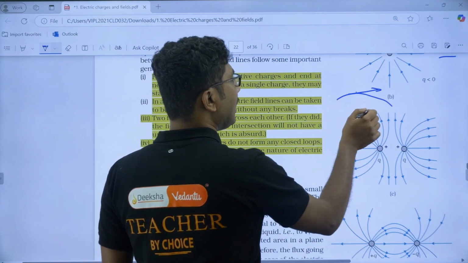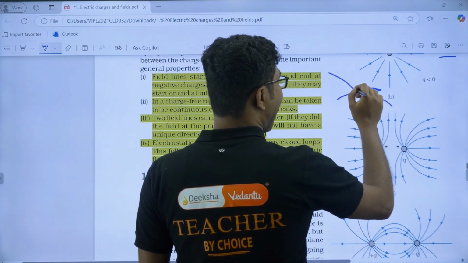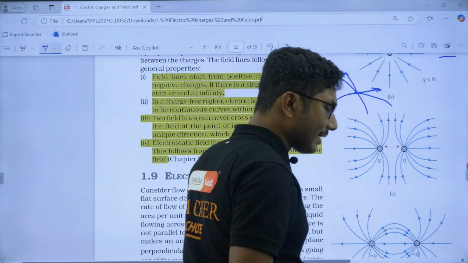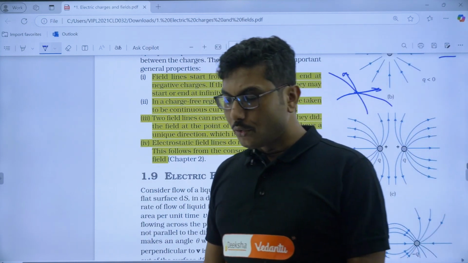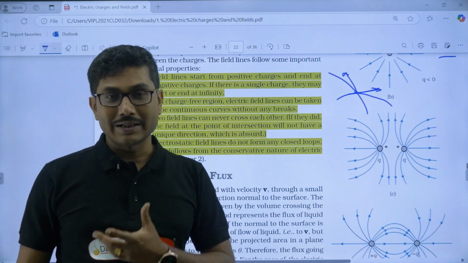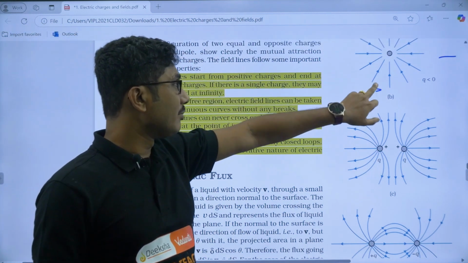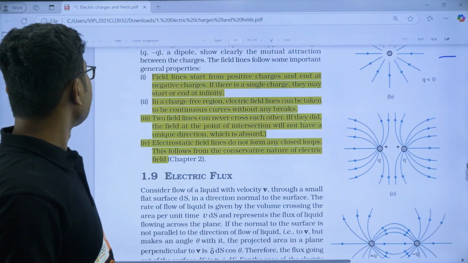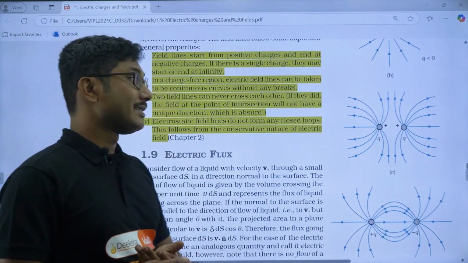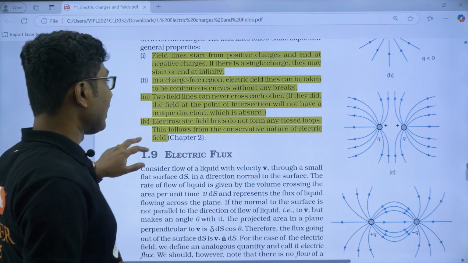Now, if two field lines coincide or intersect each other, then at the point of intersection one field is along this direction, another field is along this direction. So the electric field will have two different directions, which is not possible. I have explained this in detail in my KCET class. I am not going to discuss it in super detail, because it is not discussed in your lecture or your book either, but you can check my KCET video for a detailed answer. Two field lines can never cross each other because they would have two different directions.